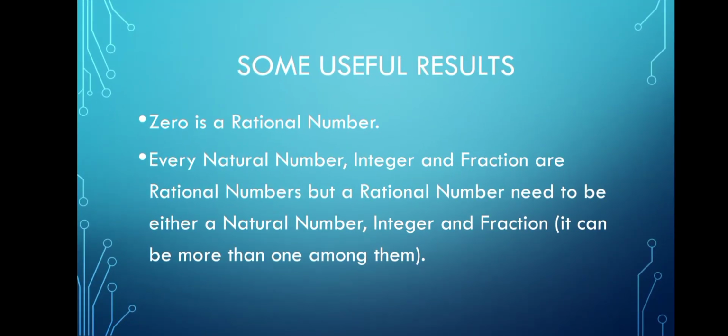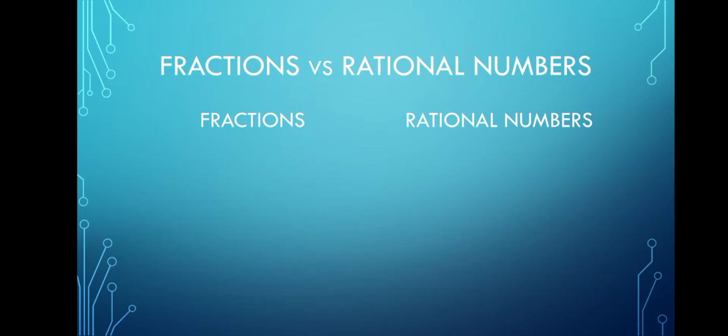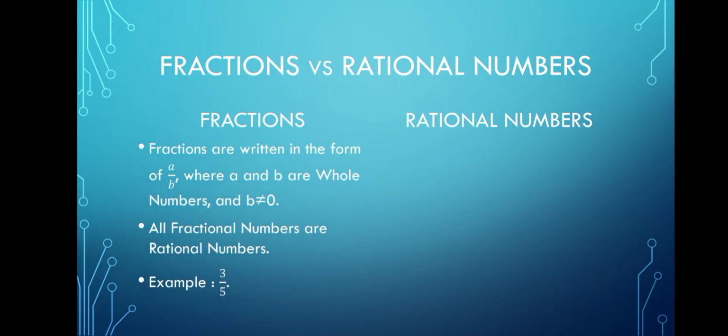Some useful results. 0 is a rational number. Every natural number, integer, and fraction is a rational number, but a rational number need not be only a natural number, integer, or fraction. It can be more than one among them. Fractions versus rational numbers. This is a place where you friends may get confused. Let's see how to overcome the confusion.